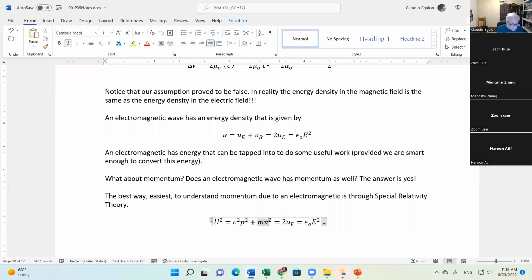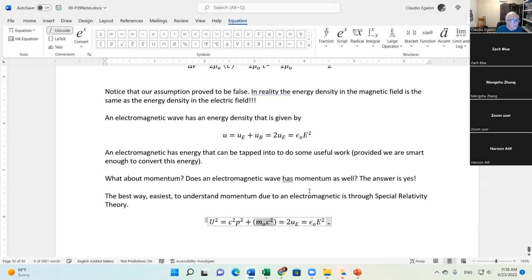mc squared. Do you remember that? You must have seen that over and over again, right? This equation, mc squared, and that should be the rest mass. And by the way, this whole term here is squared. Okay, that's for any particle. That's the generic equation for any particle.